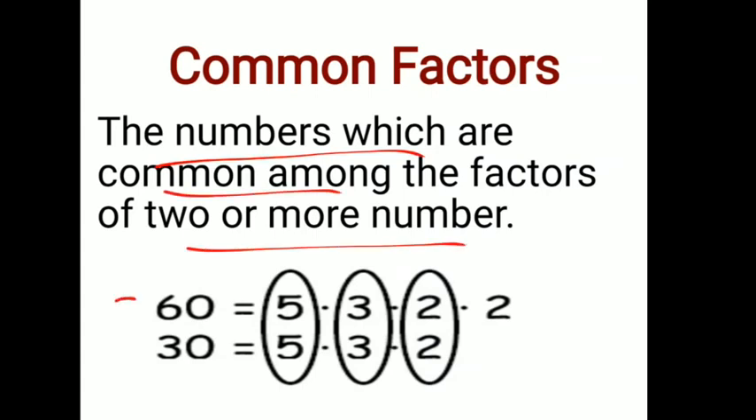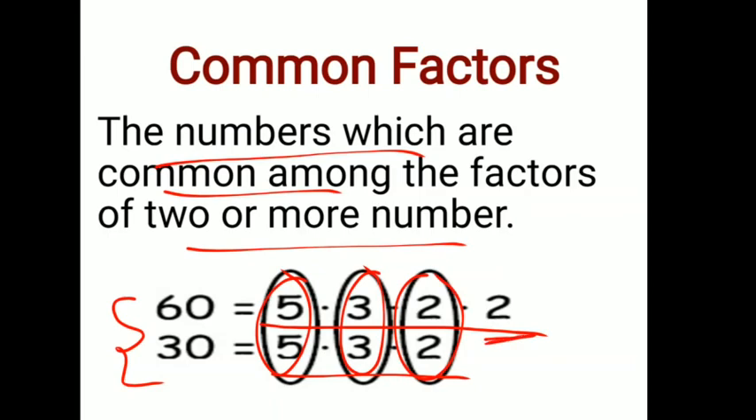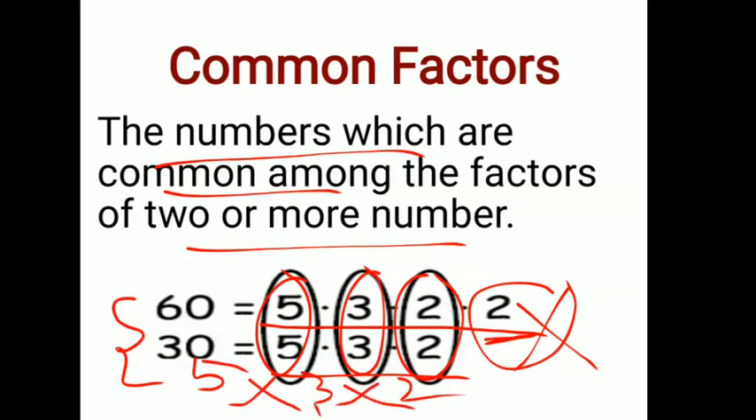You can see this 60 and 30, if you have to compare between these two numbers. What are the factors of 60? 5, 3, 2 and 2, and 5, 3, 2 are the factors of 60. So what are the common factors? Common means which are similar. In between these two numbers, 5 is same, 3 is same, 2 and 2 are same. So this 2 remains single, so this is not a common factor. So you'll just say 5 into 3 into 2. That becomes your 30. So the common factors of 60 and 30 are 30.